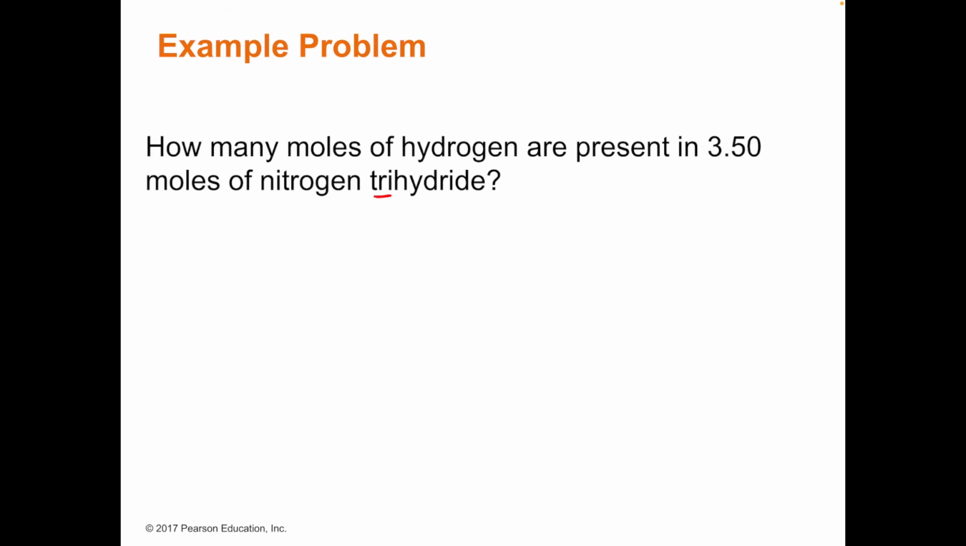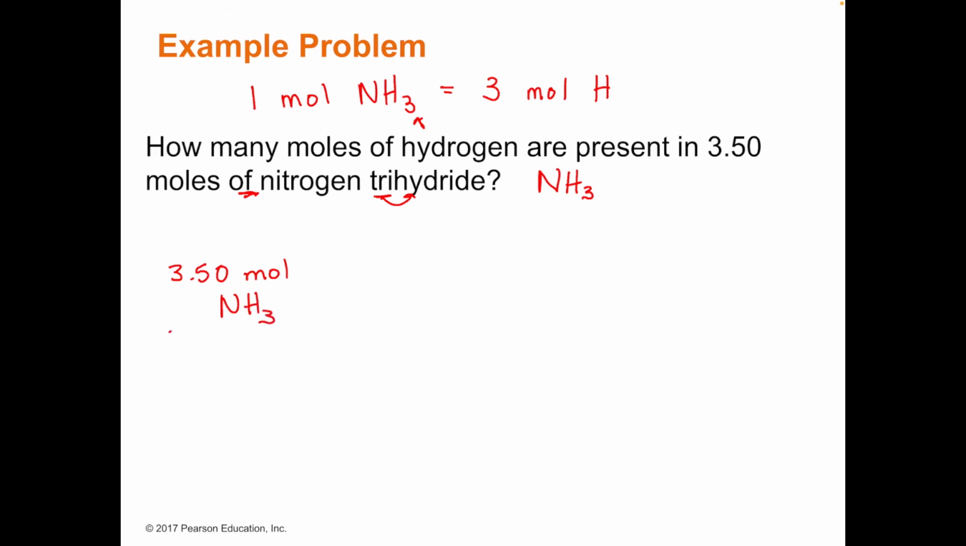We can just use our prefixes to tell us how many atoms of each one are in our molecule. So there's no prefix on nitrogen, which means there's just one. And then trihydride tells us there are 3 hydrogens. So this is NH3. And it's asking for moles of hydrogen from nitrogen trihydride. Okay, well, for every 1 mole of nitrogen trihydride, we see there's a 3 here. So that's telling us that there are 3 moles of hydrogen in every 1 mole of nitrogen trihydride. So we can go ahead and start our train track with 3.50 moles of nitrogen trihydride.